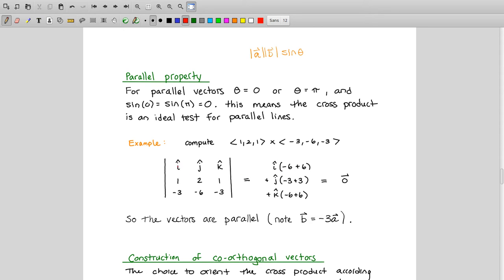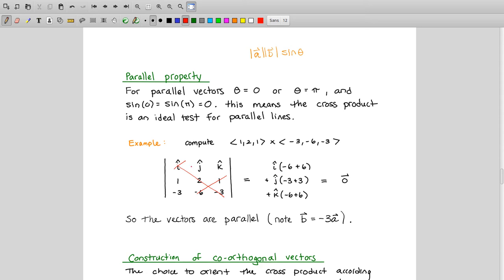So I have i hat times 2 times negative 3. That's negative 6 i hat. And then what other i hat term do I have? I have this one, minus negative 6 times 1 times i hat. Well, that's plus 6 i hat. So i hat times negative 6 plus 6.